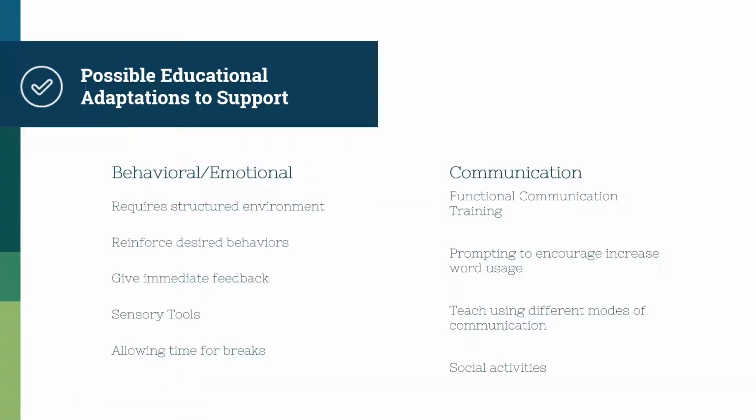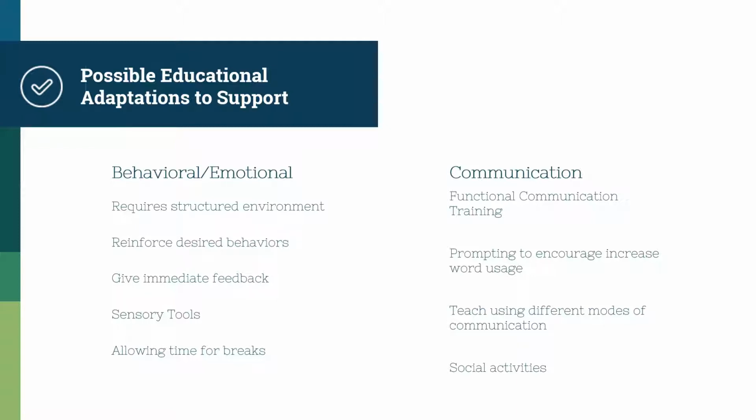Possible educational adaptations are as follows. Behavioral emotional. Students may require a structured environment with clear schedules, routines, and rules. Reinforce desired behaviors. Withholding any attention from undesired behaviors to increase preferred behaviors, also known as positive behavior support. Provide immediate feedback in order to allow for direct instruction if needed. Sensory tools to promote self-regulation and increase focus. And allowing time for breaks or a quiet workspace.